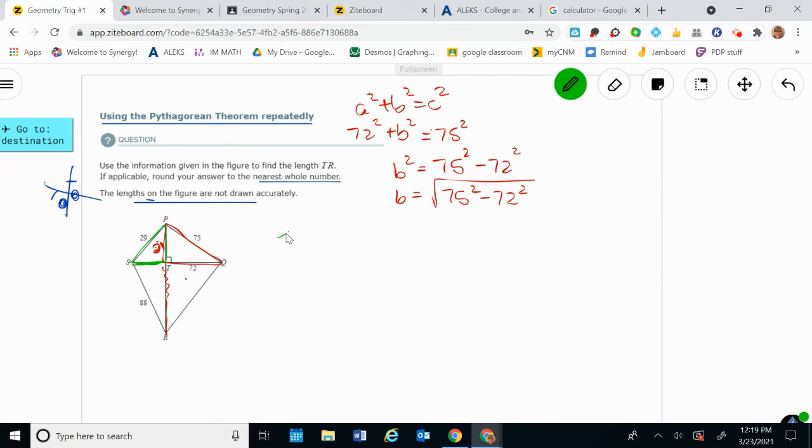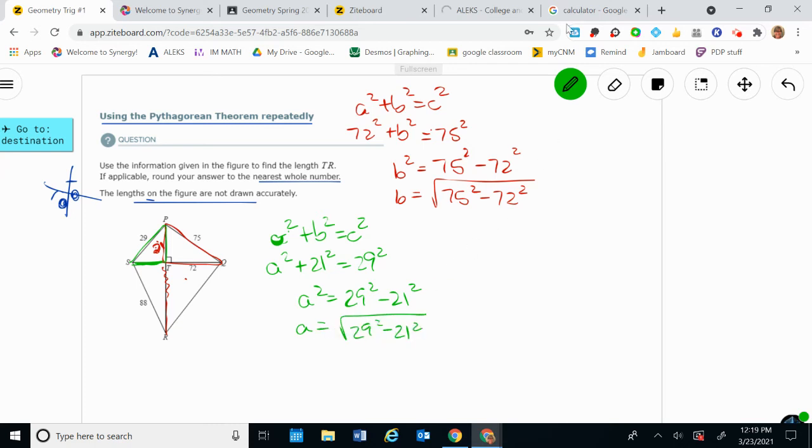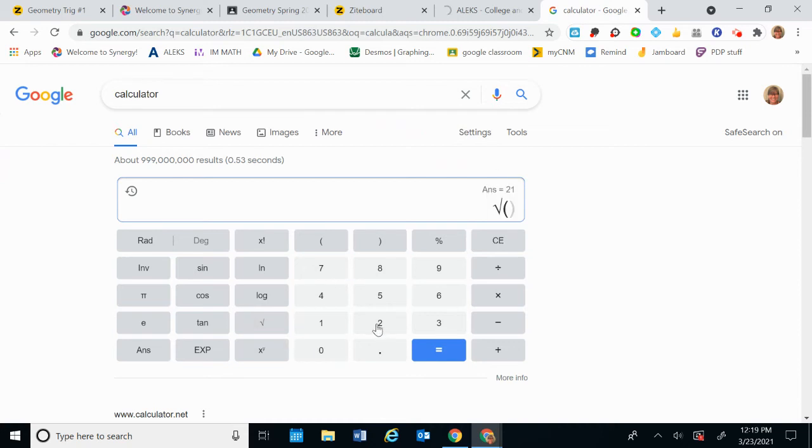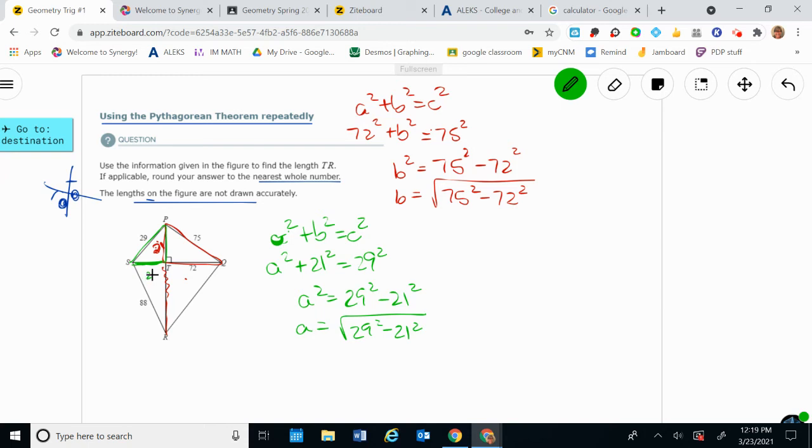Okay, so I'm going to use green for this. A squared plus b squared equals c squared. A squared is the one we're looking for. B squared is 21 and c squared is 29. So a squared is equal to 29 squared minus 21 squared. A is equal to the square root of 29 squared minus 21 squared. That gives 20. So I come back here and this is 20.